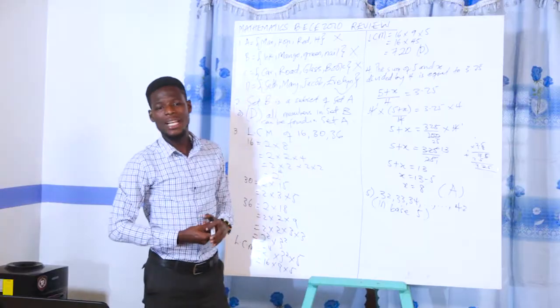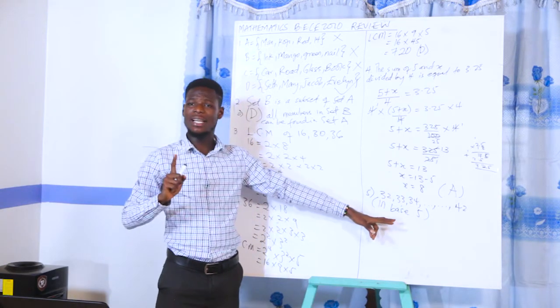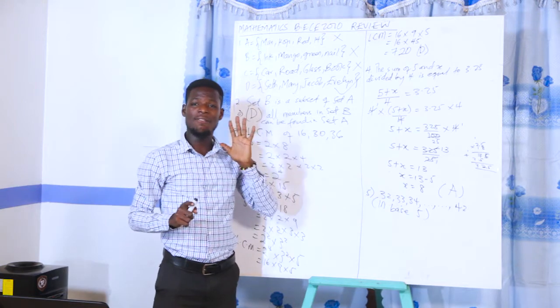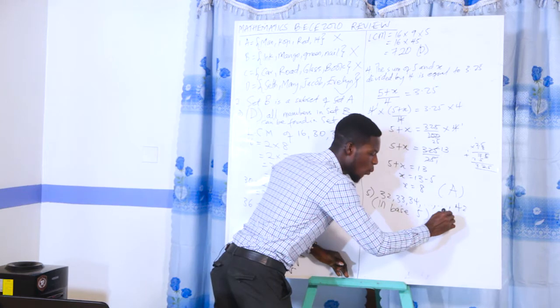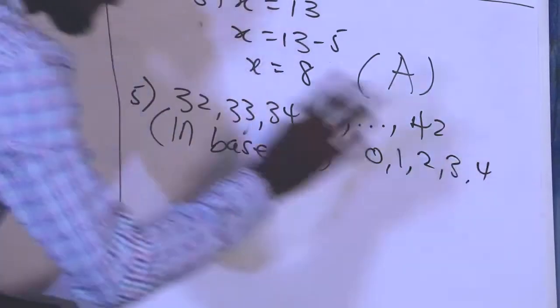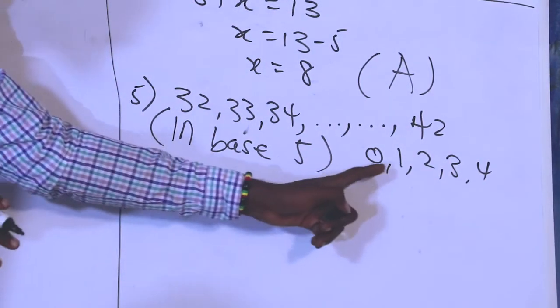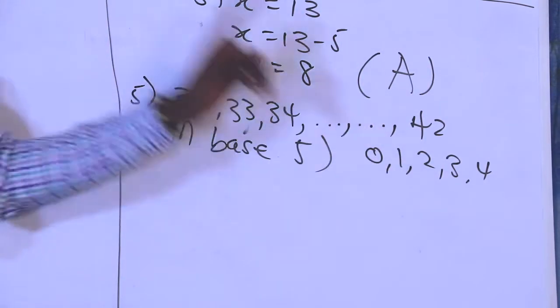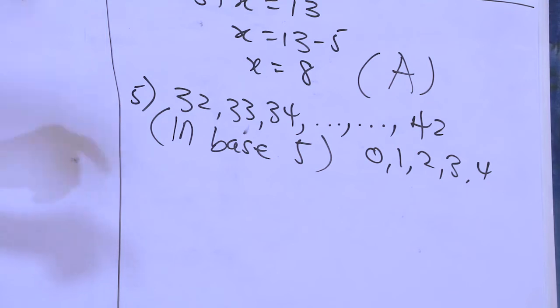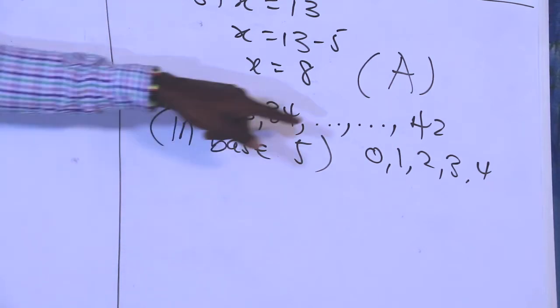Now, under numeration system, what you should understand is that in base 5, there are 5 digits. And the 5 digits in base 5 are 0, 1, 2, 3, and 4. Let's count them. 1, 2, 3, 4, 5. So these are the 5 digits in base 5. Which means that the number 5 is not a digit in base 5.